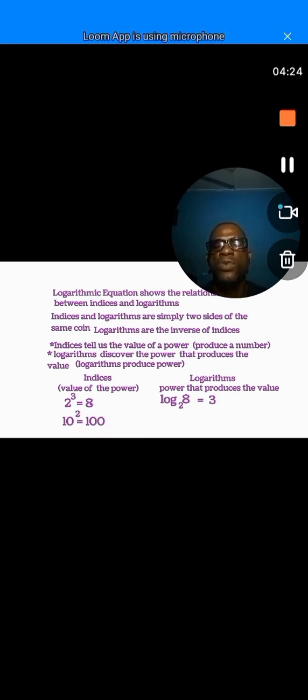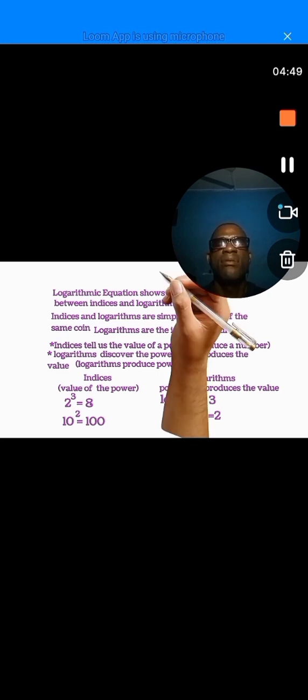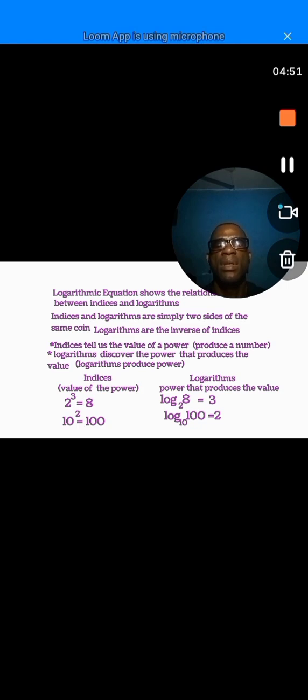Now, 10 raised to power 2 is equals to 100. 10 raised to power 2, the value is 100. And log 100 base 10 is equals to 2. Logarithm produces a power, while indices produce a value to which the power is raised. That is the relationship. Indices talk about the value, and logarithm produces the power.